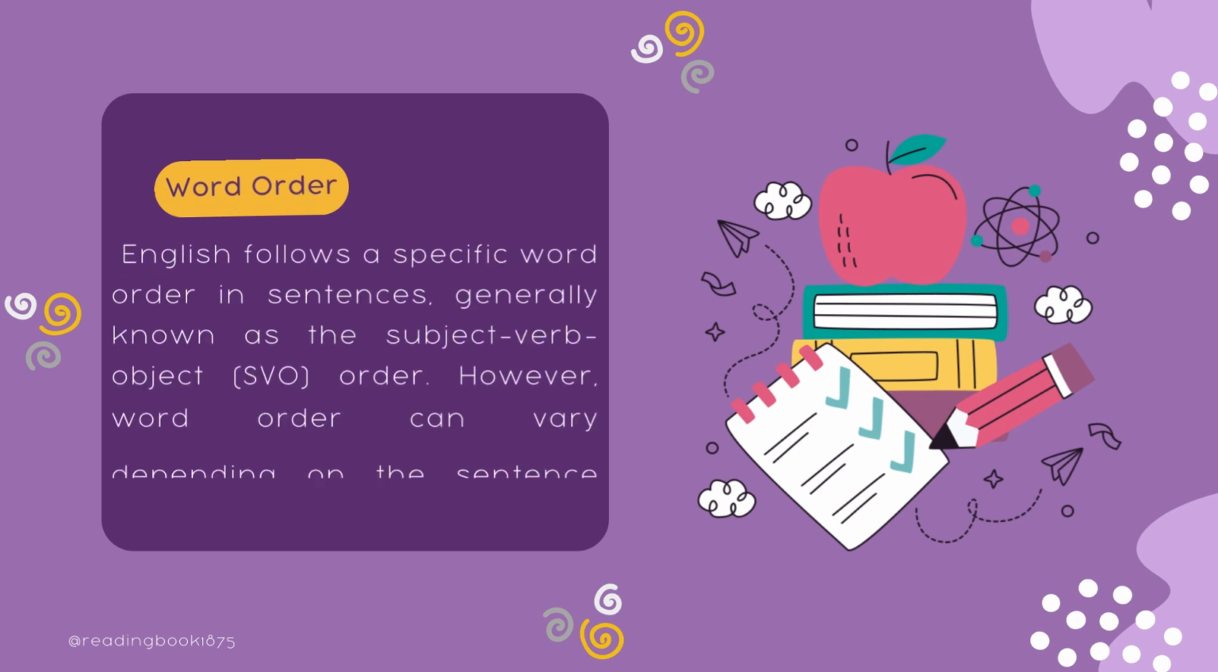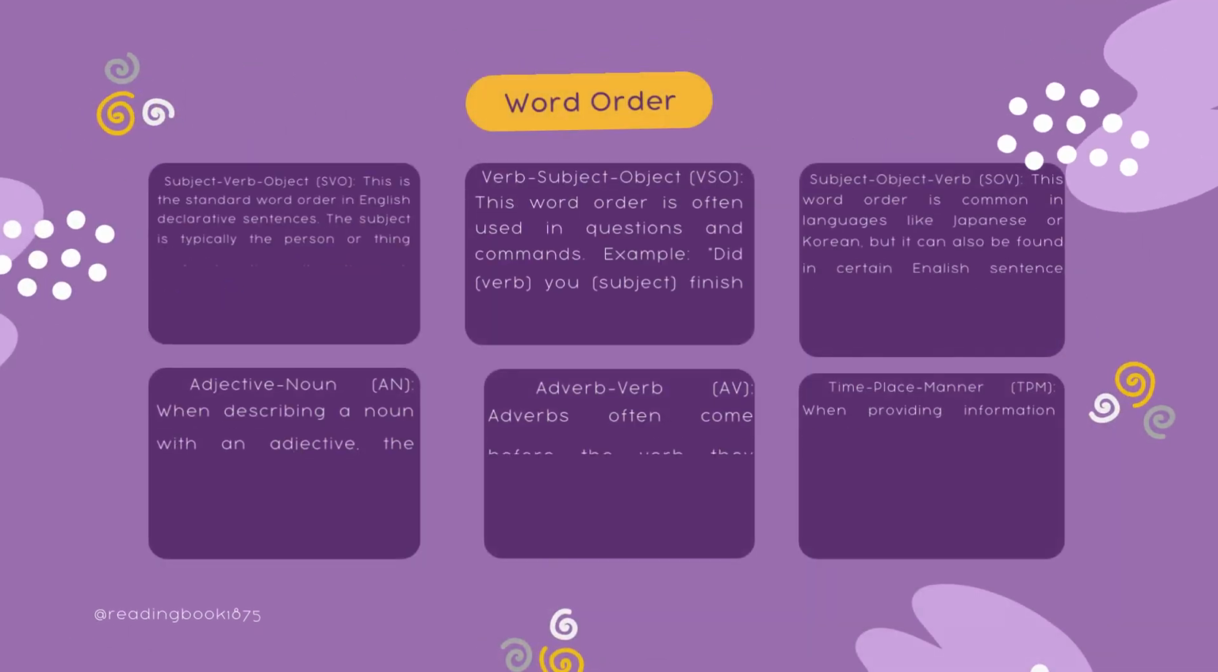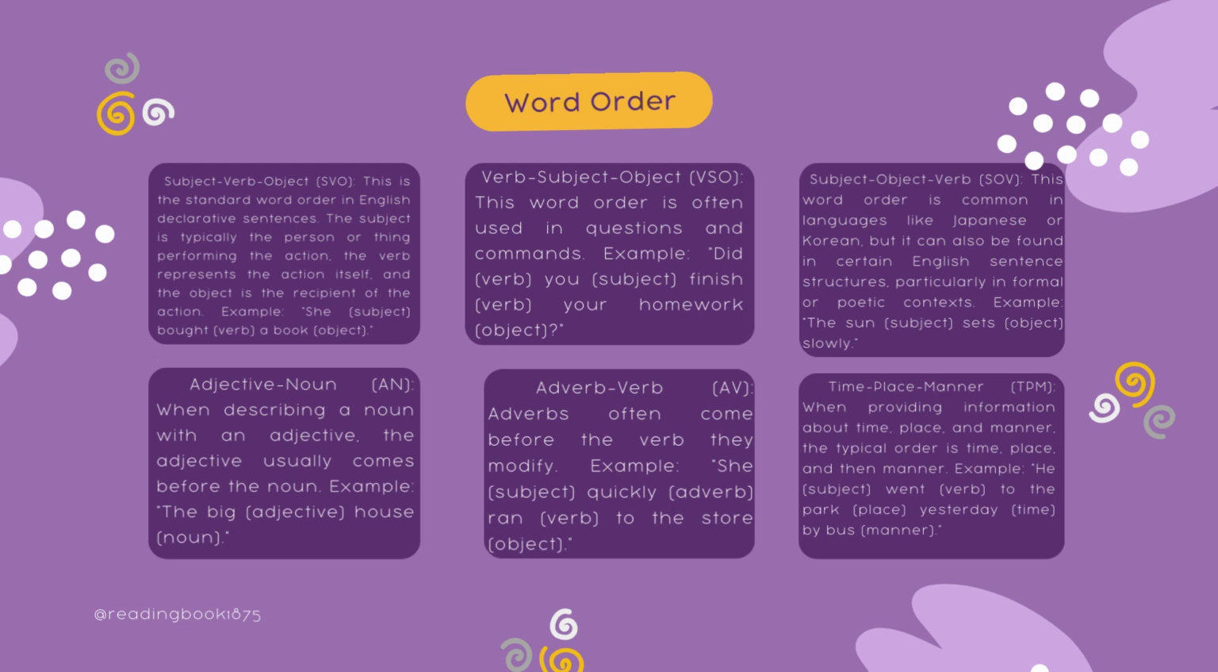Word order. English follows a specific word order in sentences, generally known as the subject-verb-object (SVO) order. However, word order can vary depending on the sentence structure and emphasis. Word order. 1. Subject-verb-object, SVO. This is the standard word order in English declarative sentences.